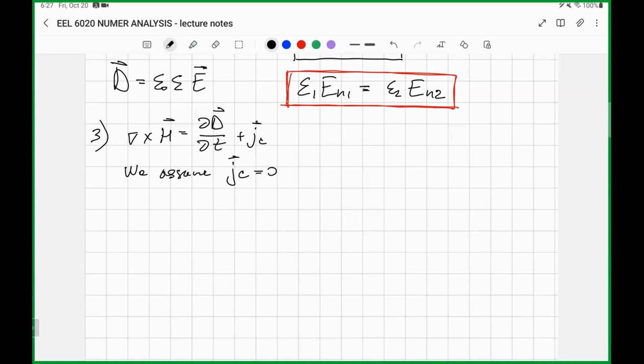And again, this formula, by integrating over the auxiliary surface, can be rewritten in this form of a circulation of magnetic field over the edge of this auxiliary surface is equal to the time derivative of the flux of vector D.